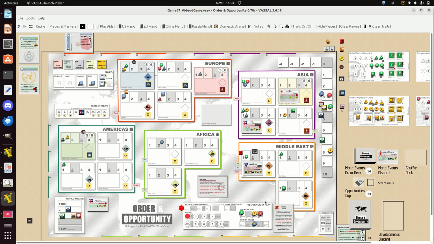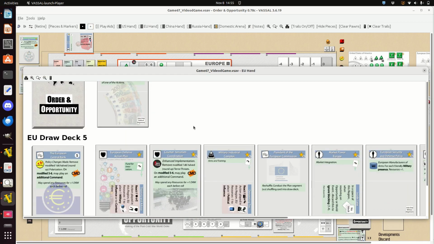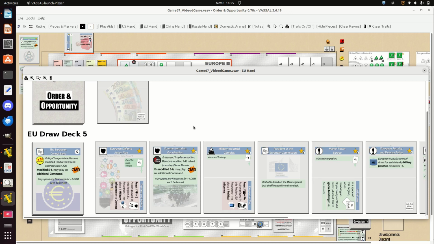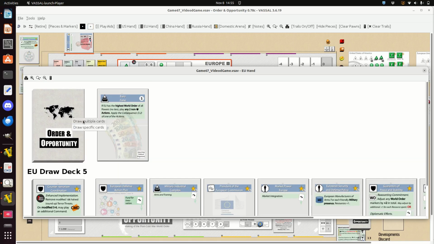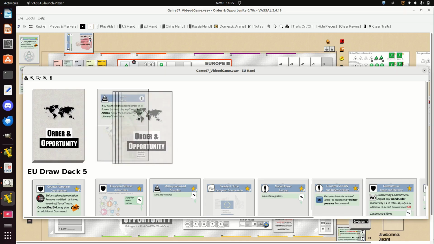All right, and that ends the EU commands segment. We go into the planning. So once again, as with the US, EU may include a card into their hand. We will include, I think, the counterterrorism coordination event, because it allows us to try to turn terror threat into an additional command. So basically we get to play more cards. So we drop that into the discard pile and eventually we'll enter the EU hand. The last step remaining is to draw the EU hand to 4 cards, and that concludes the EU turn.